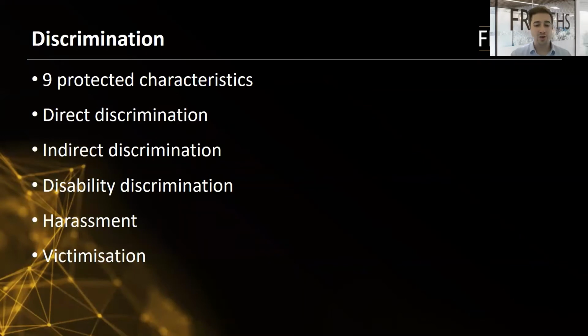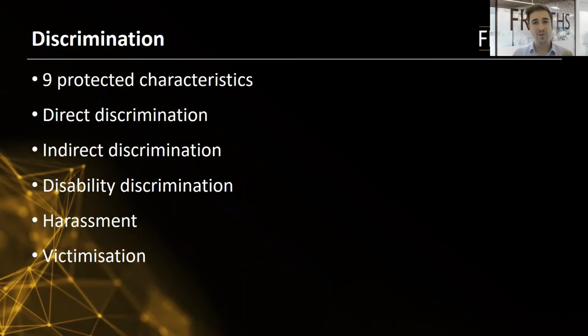Another aspect of discrimination is called harassment. Again, harassment is really commonly a term that's used by employees. Harassment itself is covered as unwanted conduct that relates to a protected characteristic, or unwanted conduct of a sexual nature, that has the purpose or effect of violating someone's dignity, creating an intimidating, hostile, degrading, or offensive environment for them.